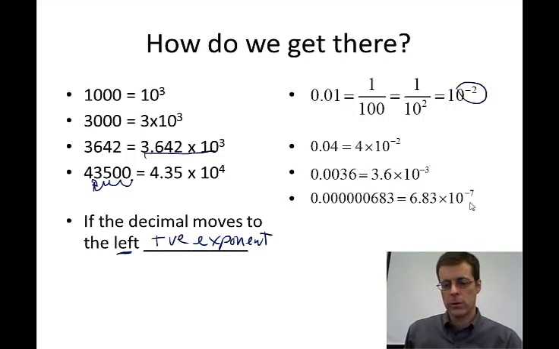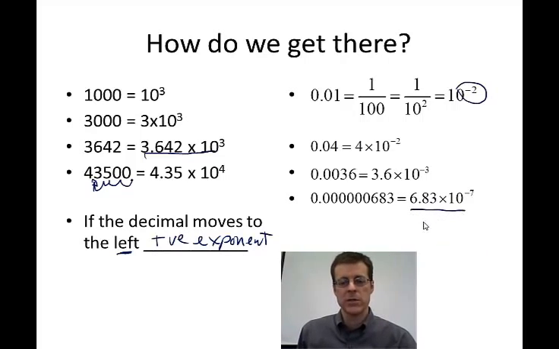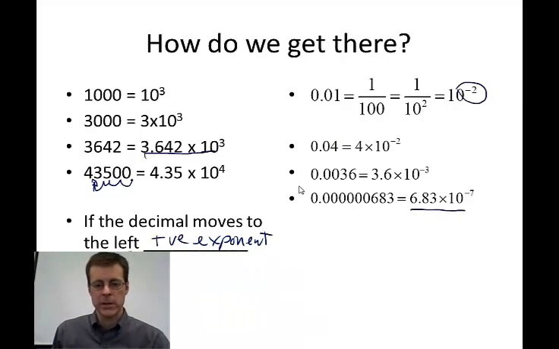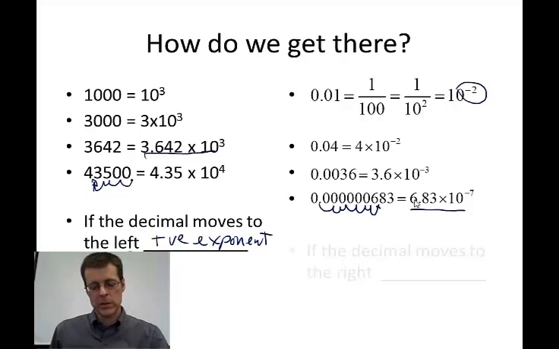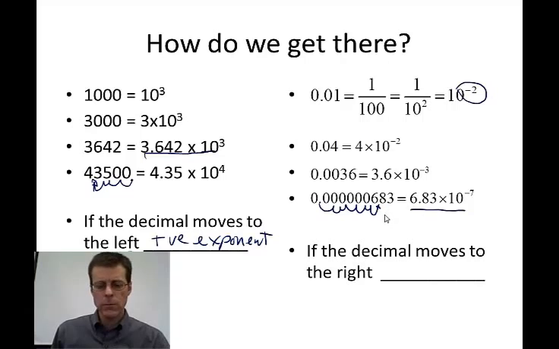And we could go even smaller, and I'm not going to count all the zeros this time, but I'm going to have 6.83 times 10 to the exponent negative 7. I move the decimal point from its original location 1, 2, 3, 4, 5, 6, 7 places to the right, so that I would have one number in front, remaining numbers behind. And of course we can fill in this last blank. If the decimal point moves to the right when I'm putting it into scientific notation, then I'm going to have a negative exponent.